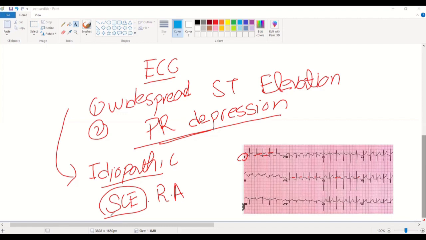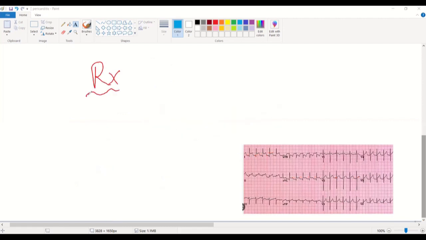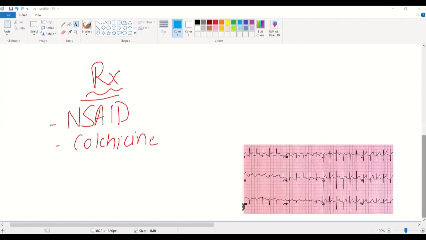Okay, how will you treat acute pericarditis? We can use NSAIDs, glucocorticoids, and colchicine. First we use an NSAID and colchicine.